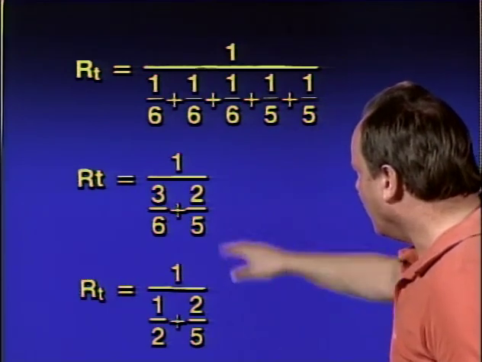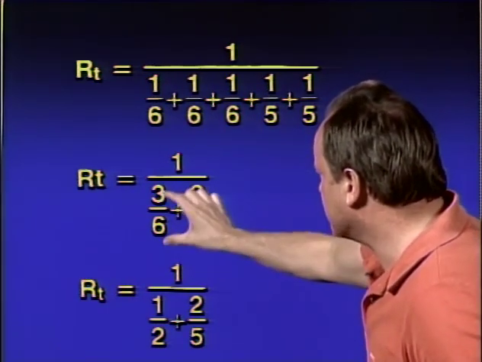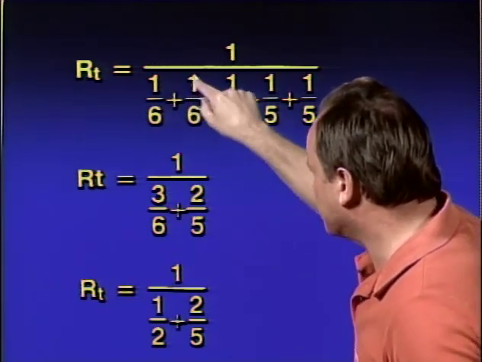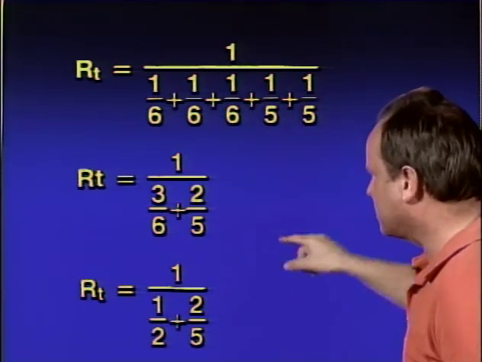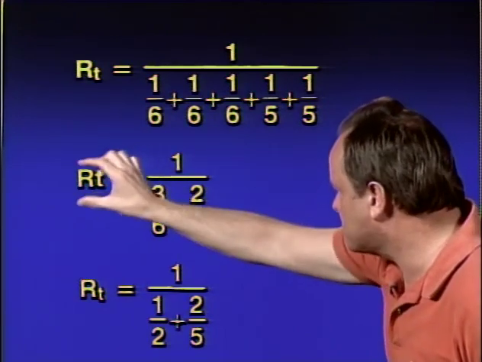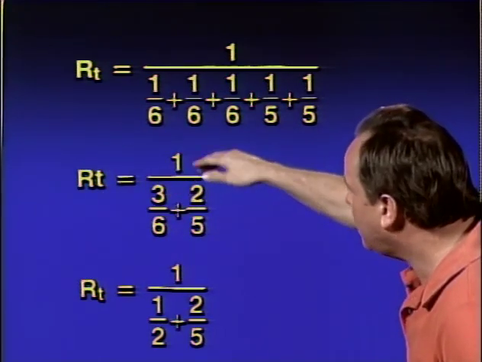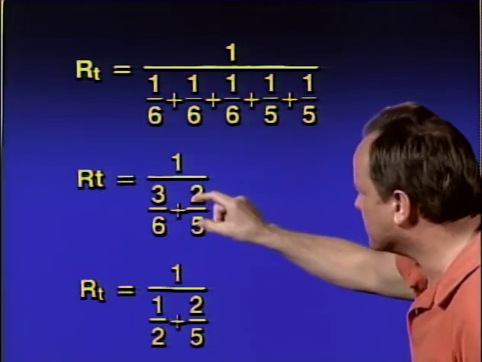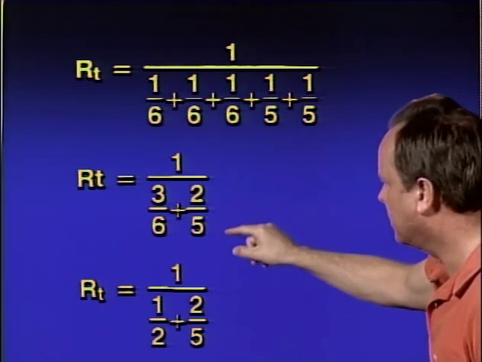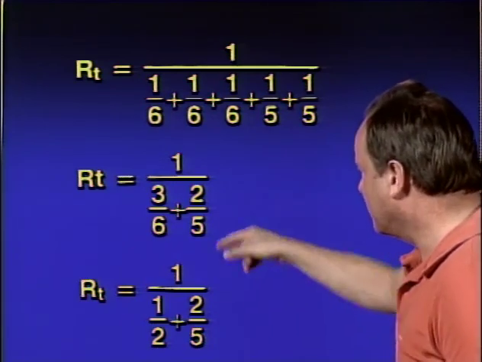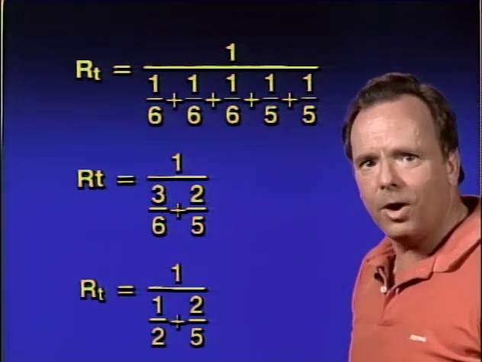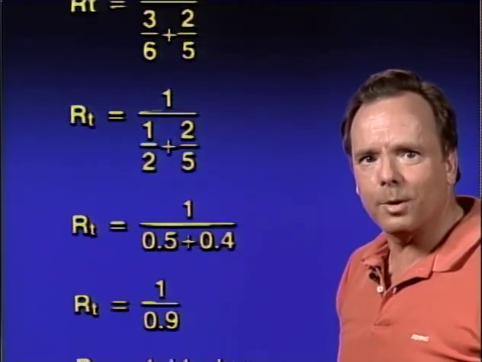All right, now we have 3 of these 6s, so 1/6 plus 1/6 plus 1/6 comes out to 3/6. And 1/5 plus 1/5 comes out to 2/5. So now the total resistance is equal to 1 divided by these 2 fractions, 3/6 plus 2/5. Well, 3/6 is a half, and 2/5 still comes out to 2/5. So let's find out where we're going from there.